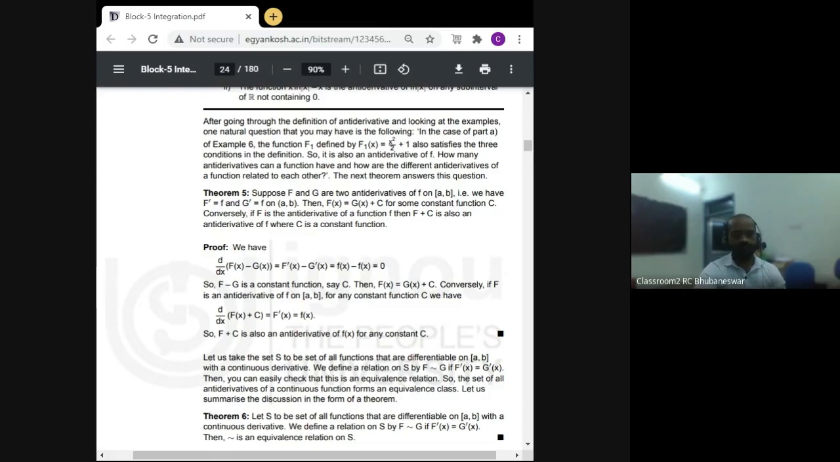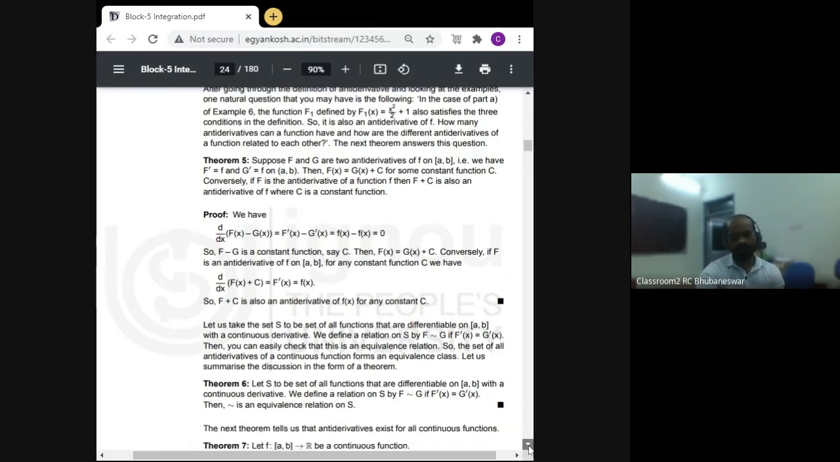Then we can also represent F(x) equal to G(x) plus C. That means there is only a single difference between these two antiderivatives of the same function, and this difference is a constant function C.